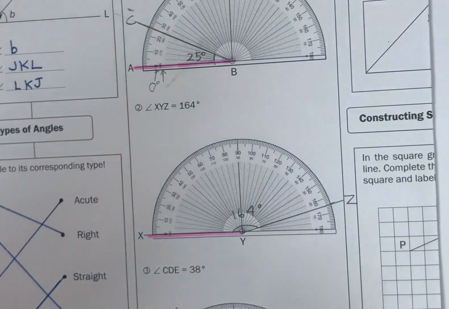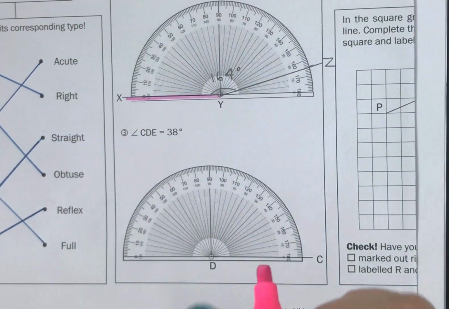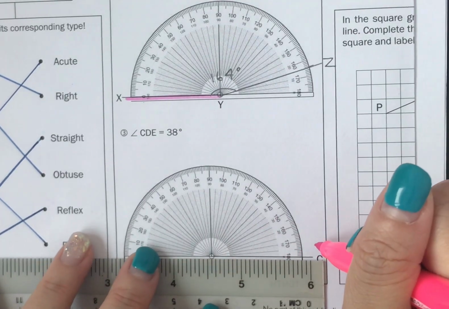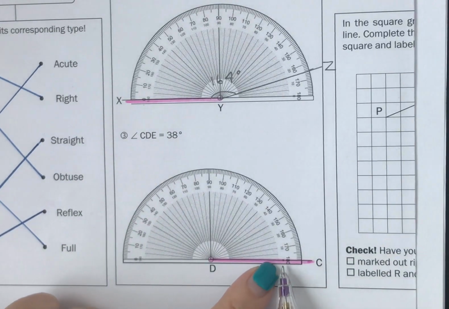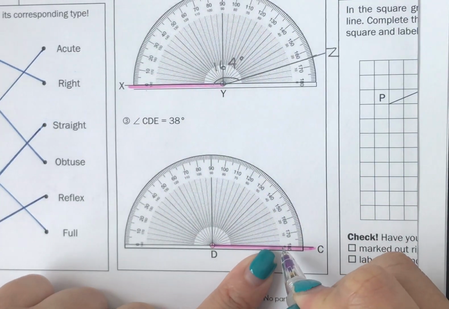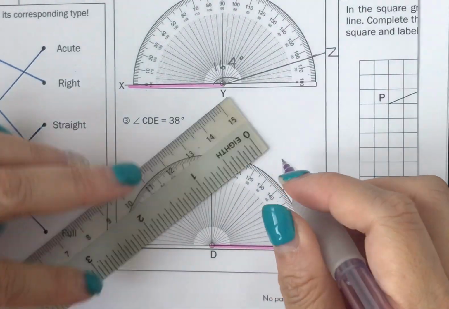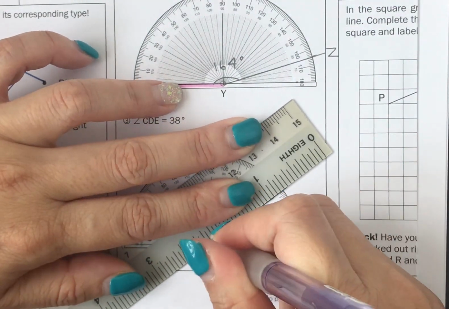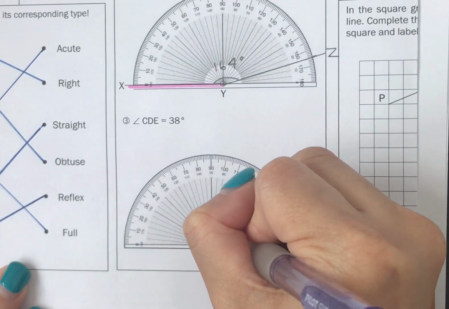Now, why is it so important for me to highlight this? You will see that in question 3, because CD is on the right side now. So you'll need to use 0 degrees on the inner scale. You see the difference now? On the outer scale, it's 180 degrees. You're not supposed to use that. Use the small scale and go to 38. And then draw to point D. C, D, E, and then 38 degrees.